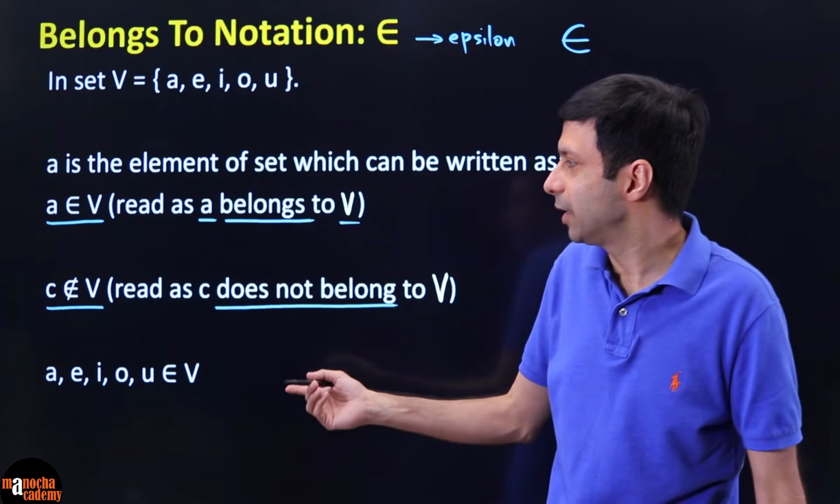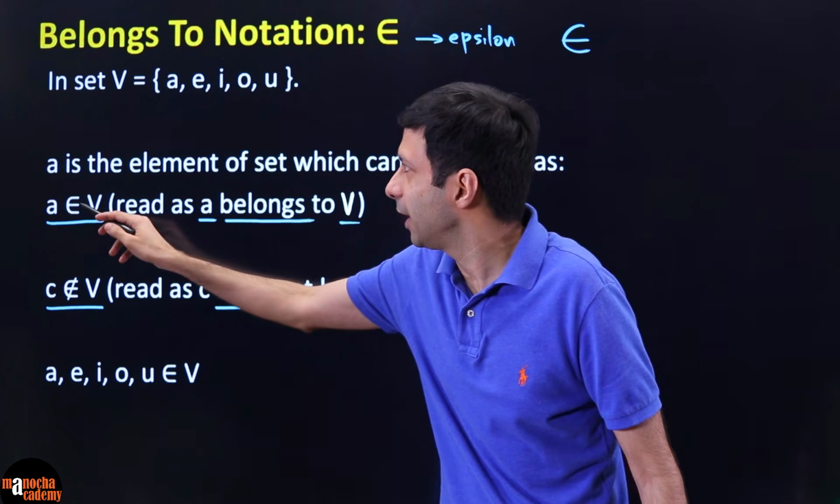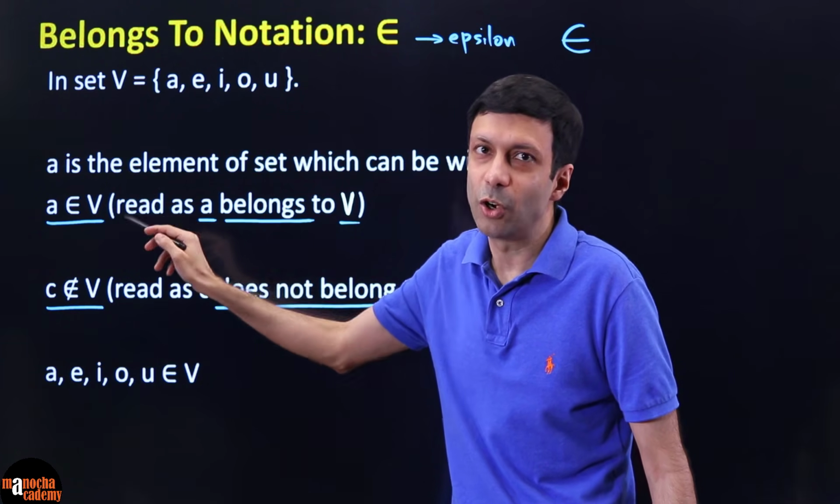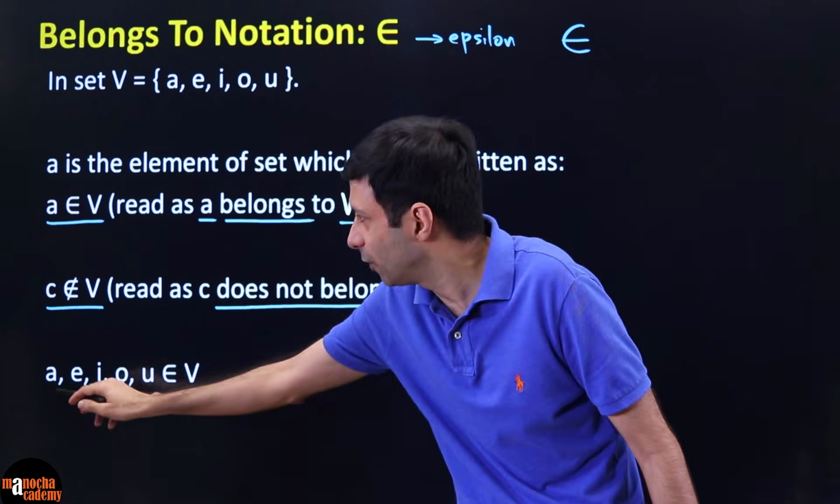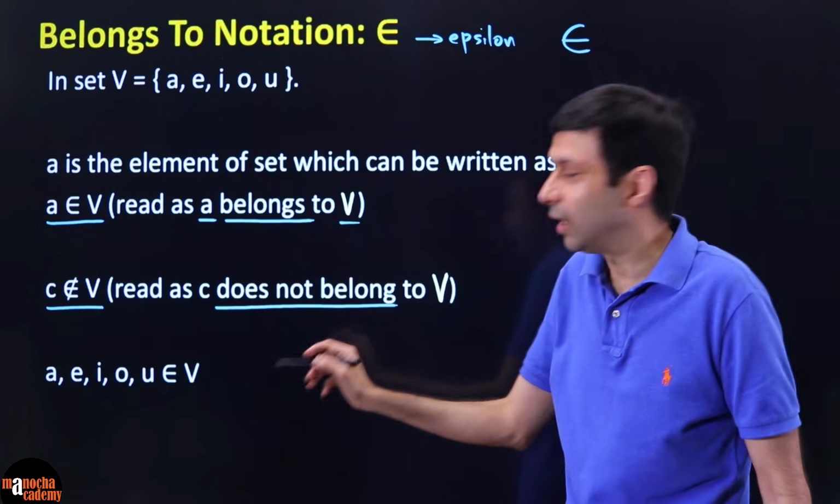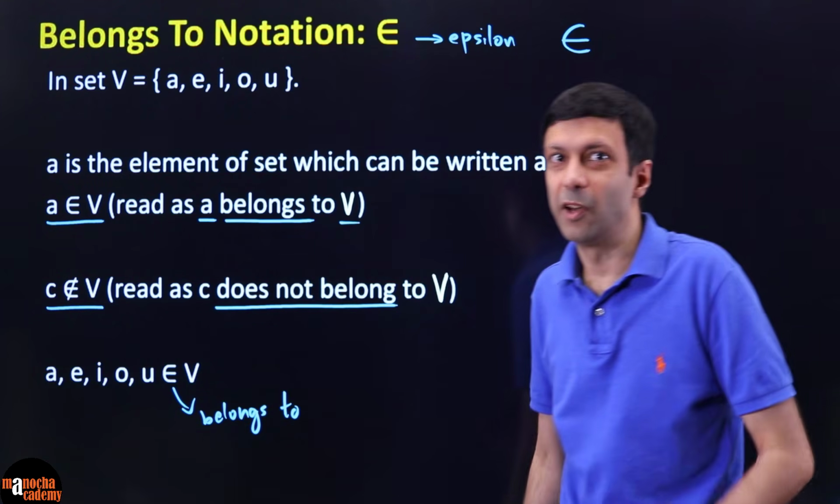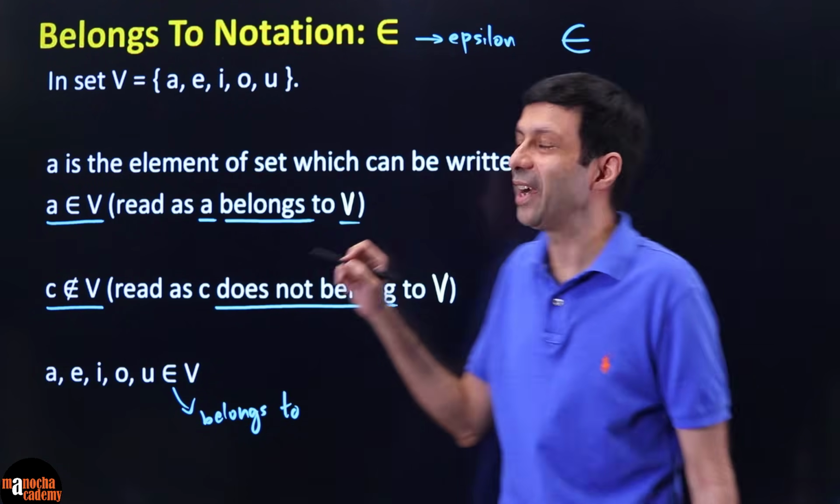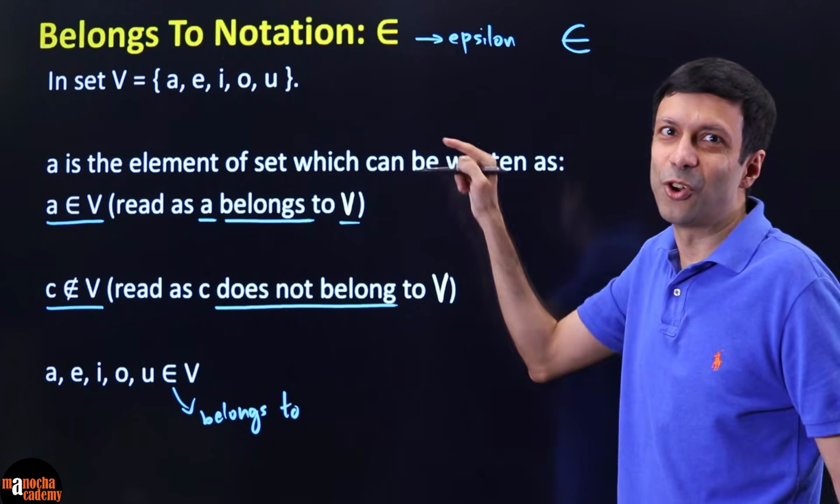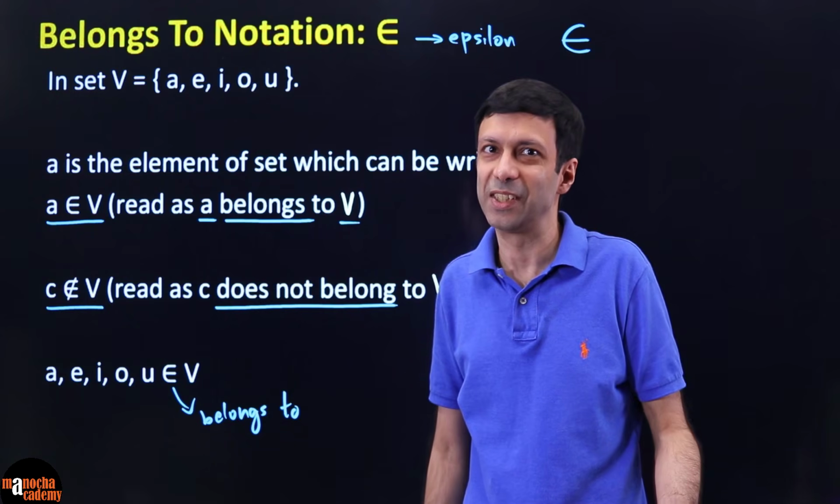Now another notation that is used, because we have all these elements, so you don't have to write each one like A belongs to V, E belongs to V, I belongs to V. You can write with this comma notation A, E, I, O, U belong to V, where epsilon here means belongs to. And remember to represent this symbol, just write a C here and draw a line for that. It represents belongs to, or it is an element of the set.